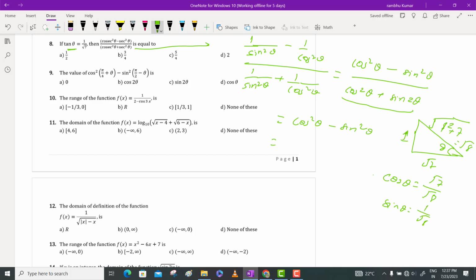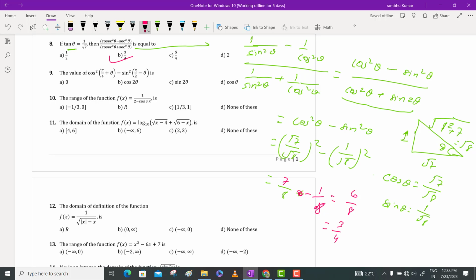Clear? So here we will have root 7 by root 8 whole square minus 1 by root 8 whole square. So 7 by 8 minus 1 by 8. So we will have how much? 6 by 8, which is nothing but 3 by 4, and 3 by 4 is the option B. So that is the only correct option. Okay, I hope this is clear.